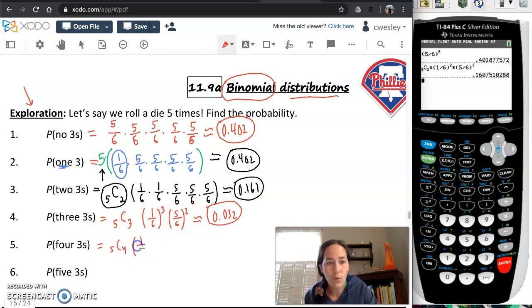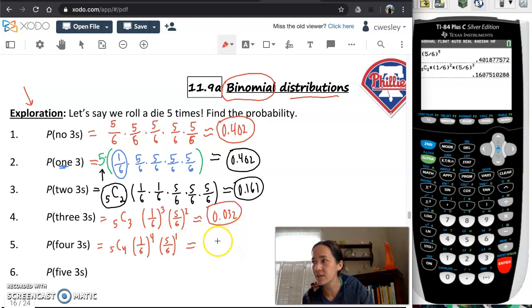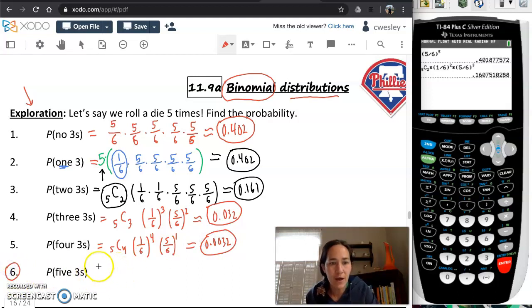5C4, you want 1/6 to the fourth power following the pattern. 5/6 to the first power, and look how tiny this is, 0.00 when rounded, 3-2. Went out a little bit further for that one. 5 3s. In one of my favorite dice games, they call this Yahtzee, right? You roll 5 dice, they all come up on 3s. There's only one way for that to happen.